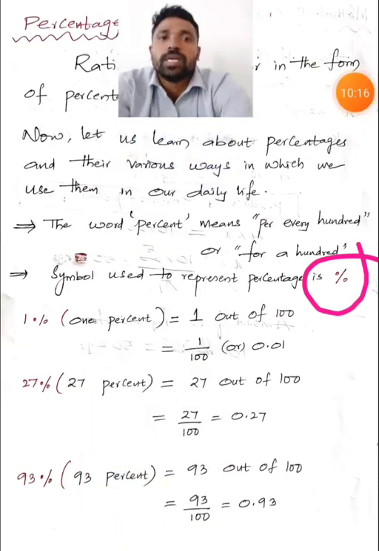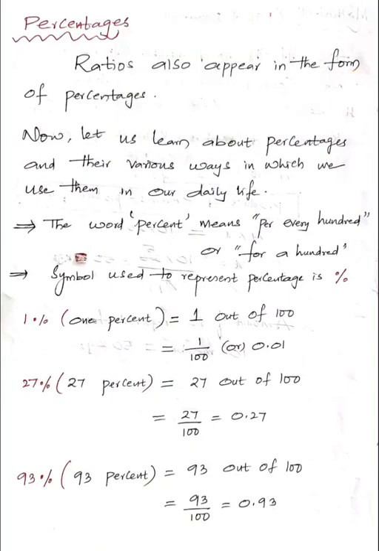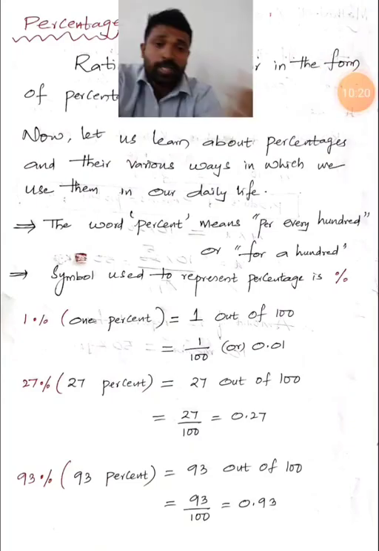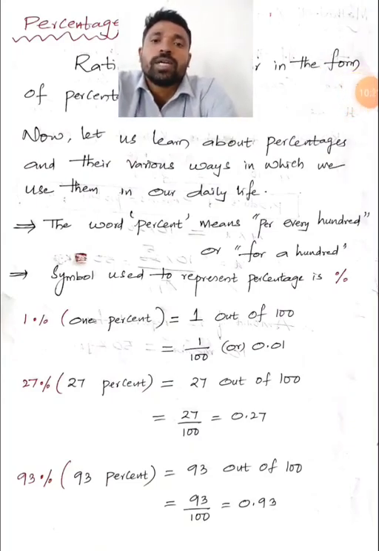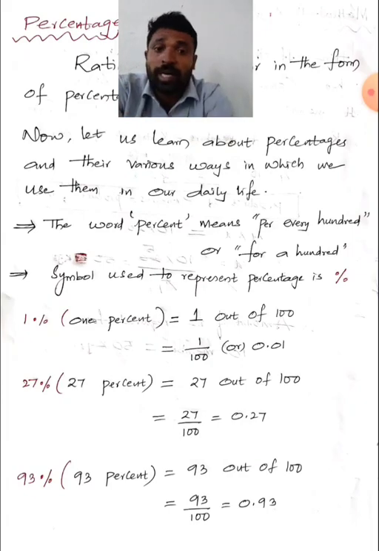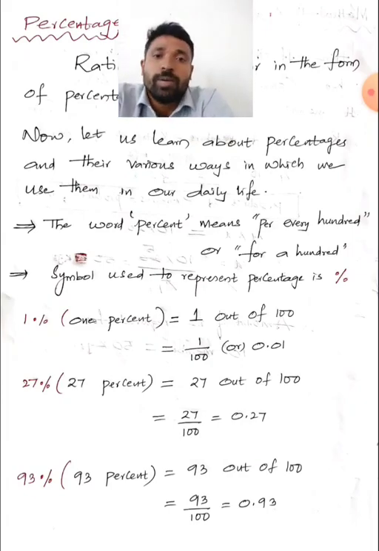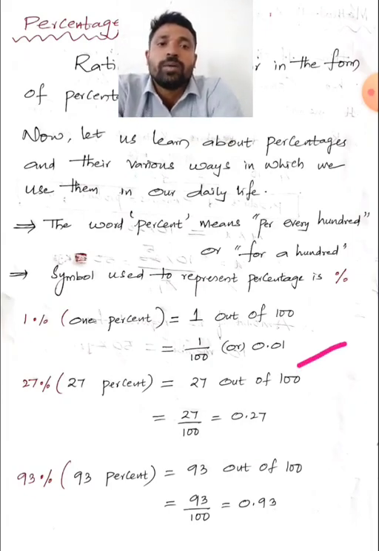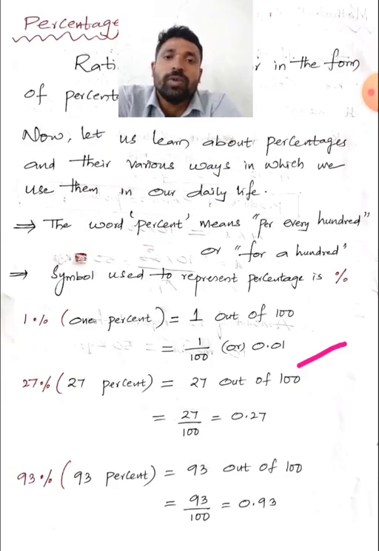Now let us take some examples. 1%, we have heard it so many times. What is 1%? 1% is nothing but 1 out of 100. 1 out of 100 means for 100 marks we got 1 mark, like that. 1 by 100. If you convert it into decimal form, we can write it as 0.01.